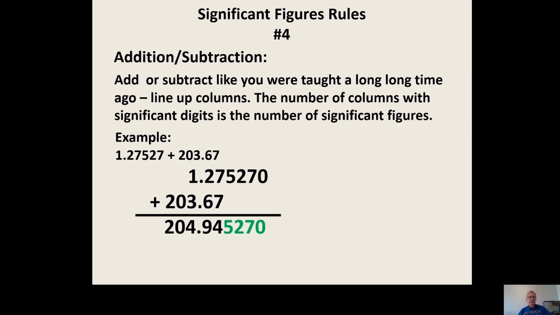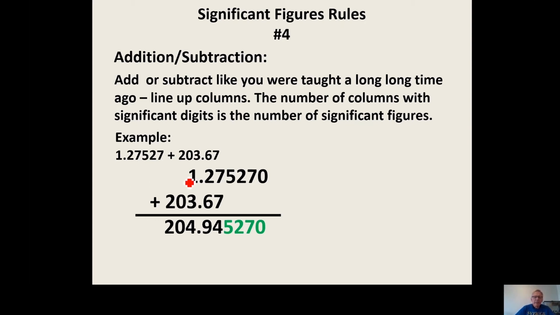Now here's where it comes into play, where you actually have to do something. The other ones are just knowledge based. This one you have to do something. When you add or subtract, same rule. What you do is you go back to what you did a long time ago: line up columns. In grade school, you're given 1.27527 plus 203.67. How did you do that? You lined up the columns. You write it so the decimal points line up.